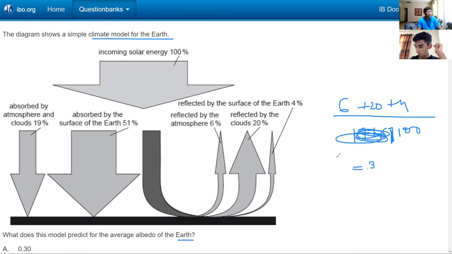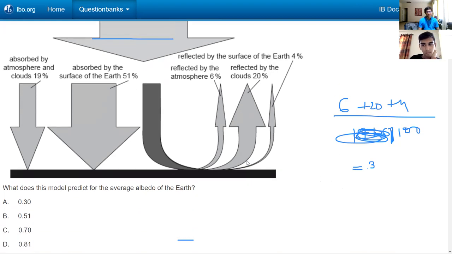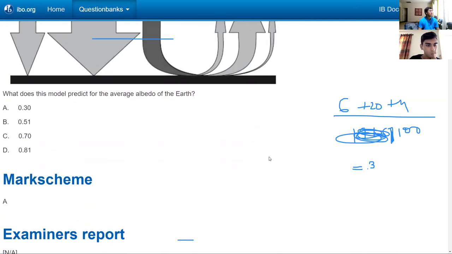0.30. So what would be the other way of doing it? If it were just the surface, it would be 4 over 100, so 0.04. Over 100 or over what's just absorbed? Oh, yeah, over absorbed. See, that's what I wasn't sure about. Incoming solar, or maybe it would be 100 minus 6 minus 20. So 4 over 100 minus 6 minus 20. I see. Okay. I think that would probably be too complicated. That would make sense, especially. Yeah, that would be too complicated. 0.308. Yeah. Okay.